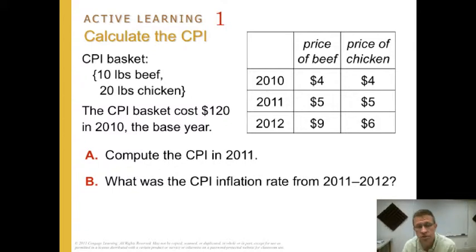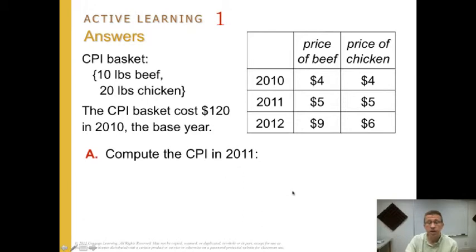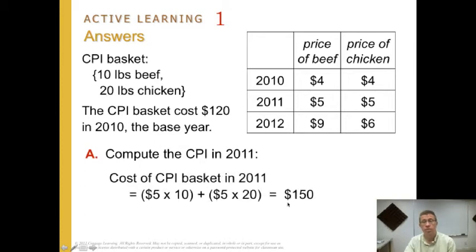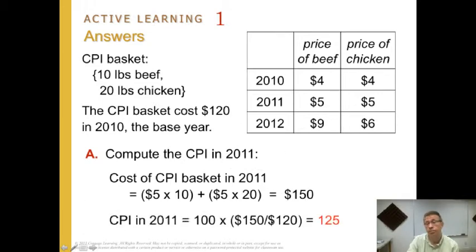Okay, I hope you've worked on these two questions. CPI in 2011. So we take the cost of the basket in 2011, which would be 5 times 10 for 50 plus 5 times 20 for 100. $150 cost of the CPI basket. Then we have to divide it by the cost of the basket in the base period, which we found to be 120. Multiply that by 100 and it gives us a CPI level of 125. So that's part A. The CPI level in 2011 is 125.